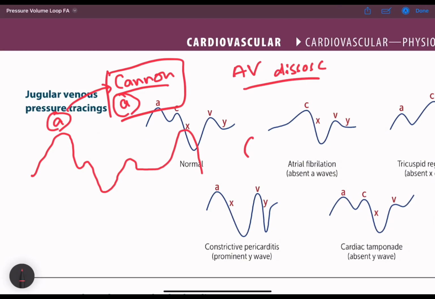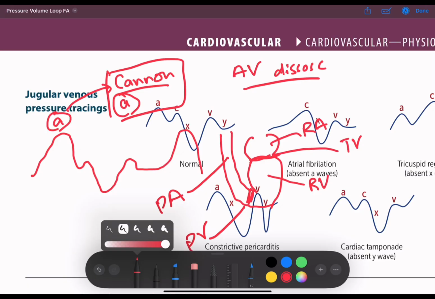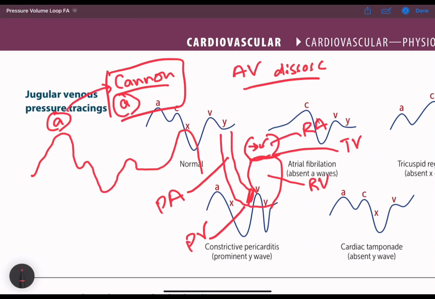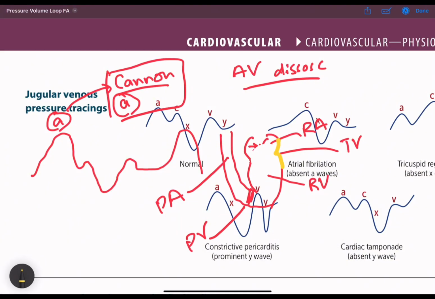Usually we have atria, then we have ventricles. Suppose if we consider it for right sided heart, this is right atrium, right ventricle, and pulmonary artery. We have pulmonic valve over here and tricuspid valve over here. So what happens is that right atria contracts, it pumps blood into right ventricle, and as a result, we have A wave. This is a normal condition.